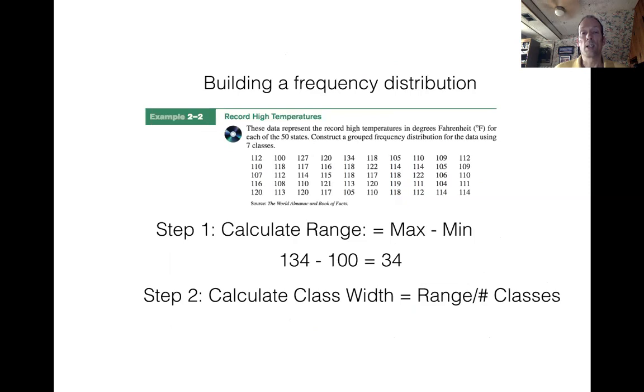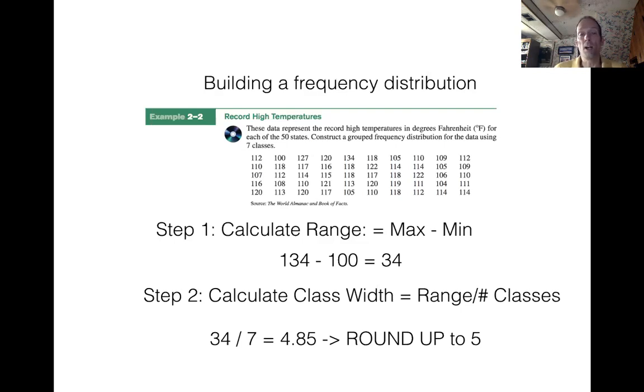Next, we're going to take that range and divide it by the number of classes. And remember, the number of classes comes from the question, so it's not a formula or anything like that to get the number of classes. In our case, we're going to take 34 and divide it by 7. We're going to get 4.85, and we're going to round that up to 5.